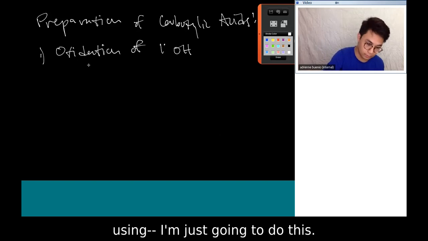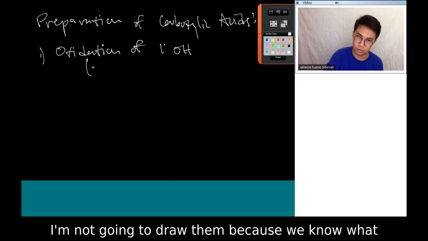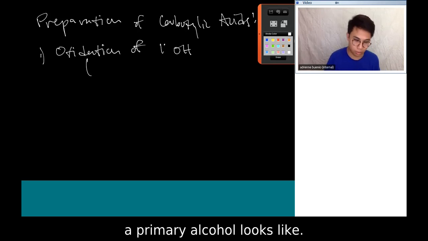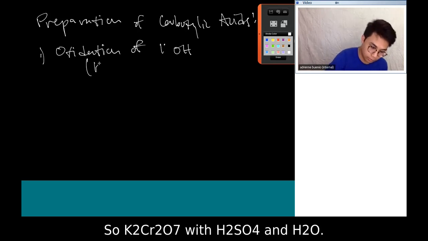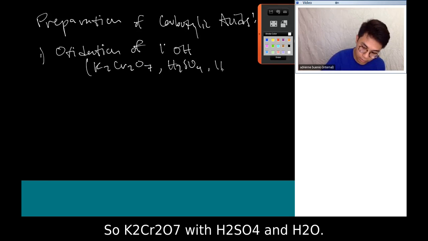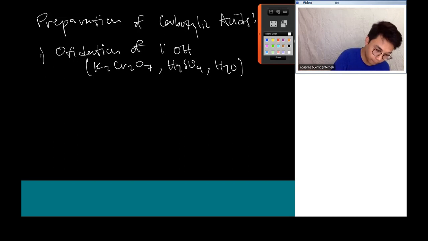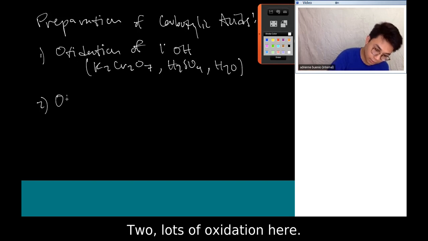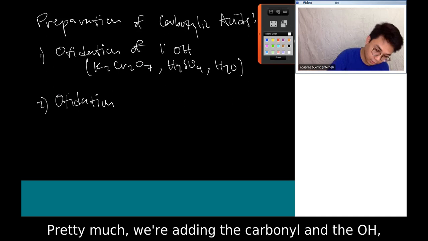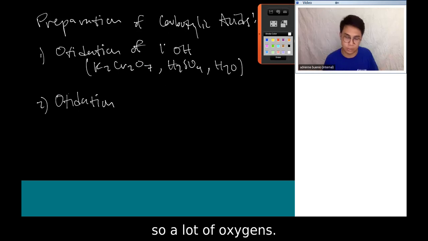I'm not going to draw them because we know what a primary alcohol looks like, right? So K2Cr2O7 with H2SO4 and H2O, right? So that's what we're using. Oxidation of primary alcohol. Two, lots of oxidation here because pretty much we're adding the carbonyl and the OH, right? So a lot of oxygens.